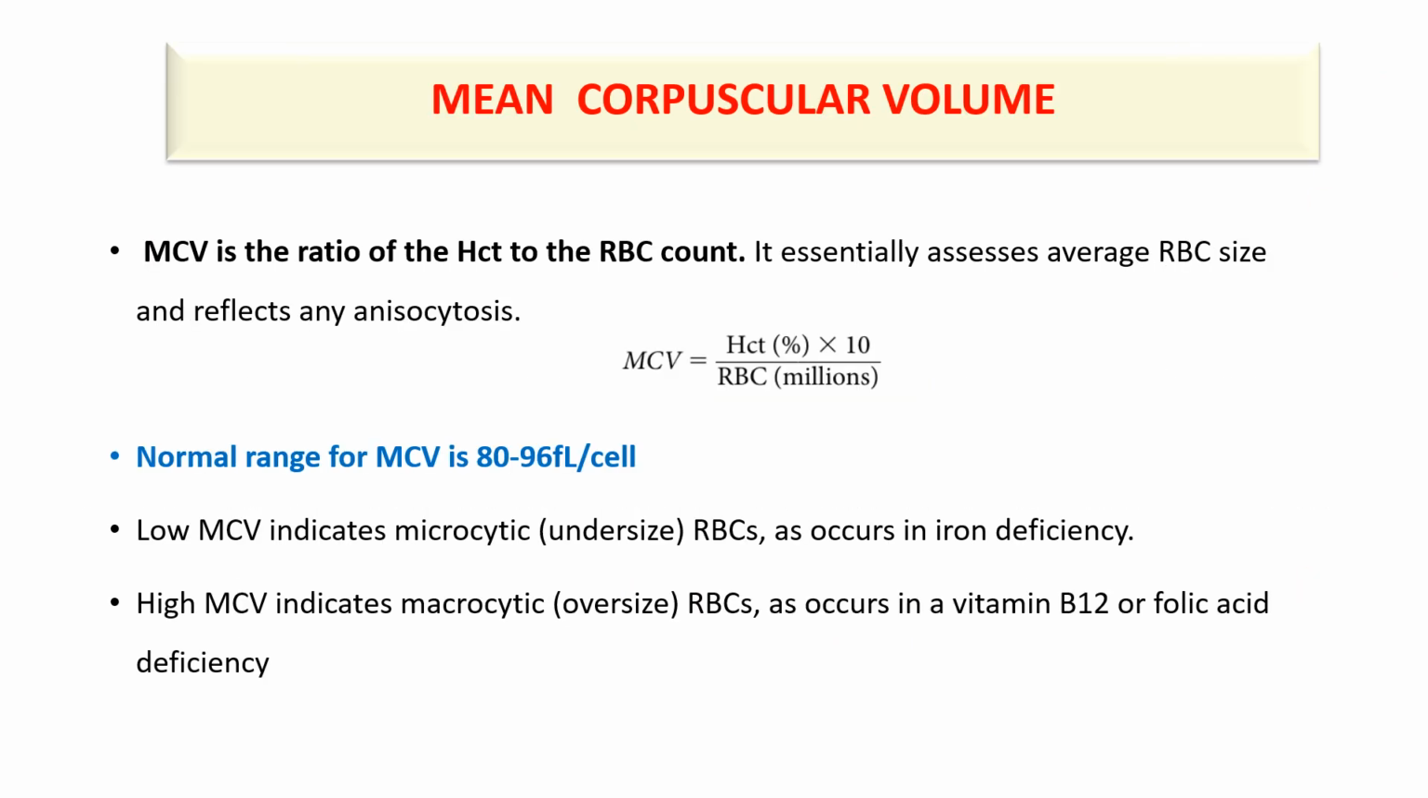Under RBC indices, the first test is mean corpuscular volume, or in short MCV. It is the ratio of hematocrit to the RBC count. It essentially assesses average RBC size and reflects any anisocytosis. Normal range for MCV is 80 to 96 femtoliter per cell. Low MCV indicates microcytic, that is undersize RBCs, as occurs in iron deficiency, and high MCV indicates macrocytic RBCs. Macrocytic means oversize, as occurs in a vitamin B12 or folic acid deficiency.